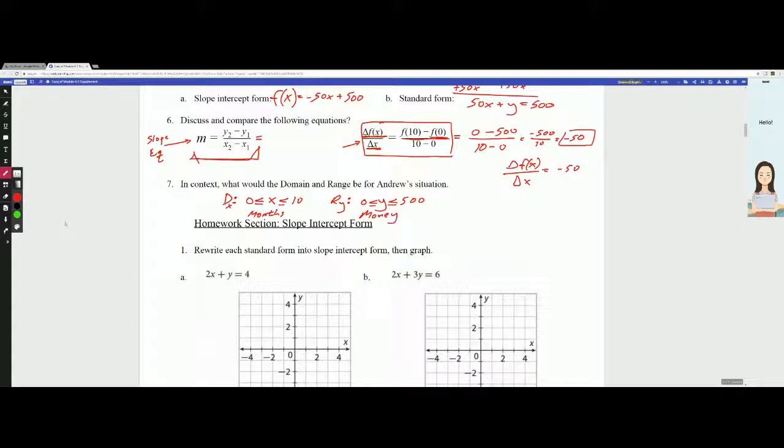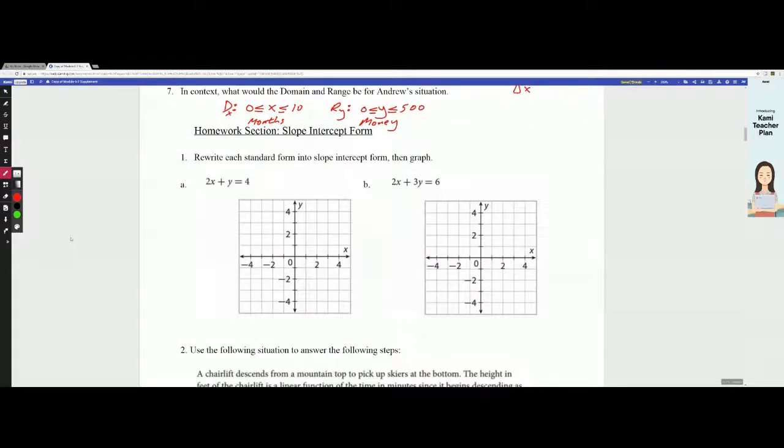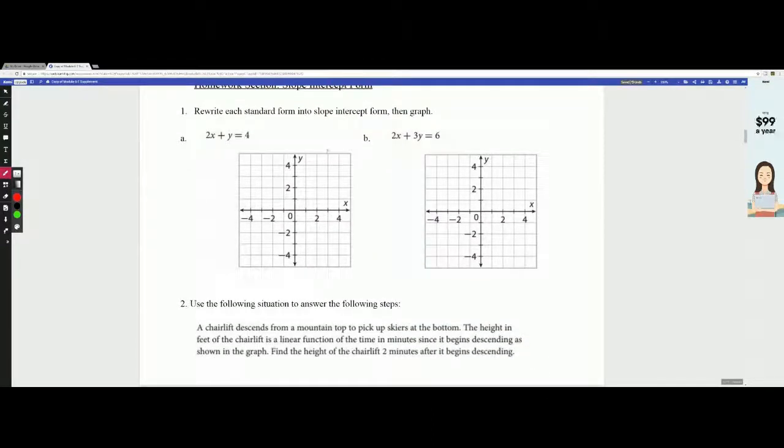All right, so let's look at the homework section. So slope-intercept form. So rewrite each standard form into slope-intercept form. So I'll get you started. We want this in slope-intercept form, so let's get rid of this plus 2x. What we do to one side, we do to the other. And you should get y equals negative 2x plus 4. What's my b?